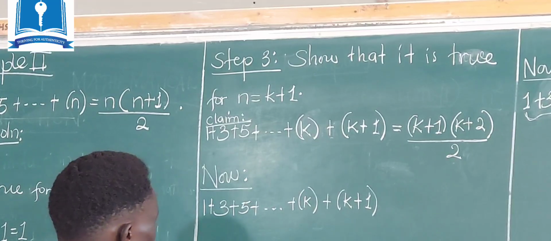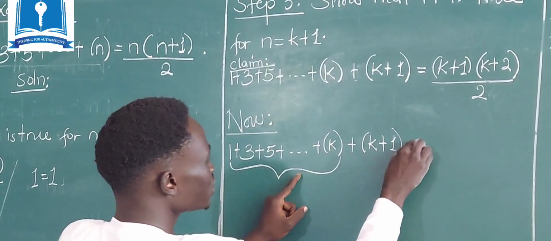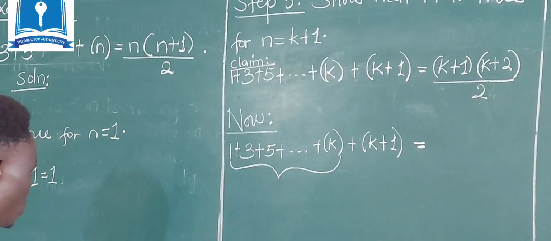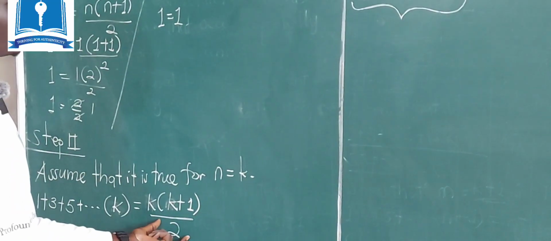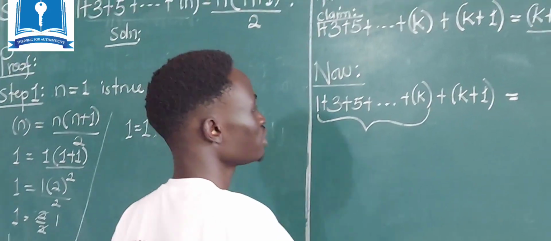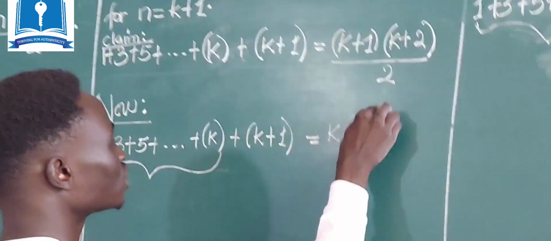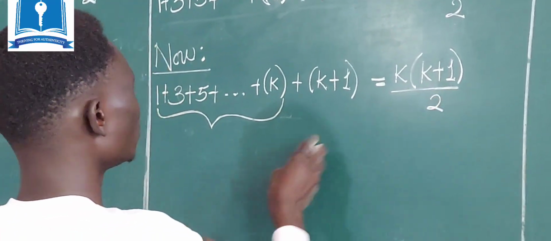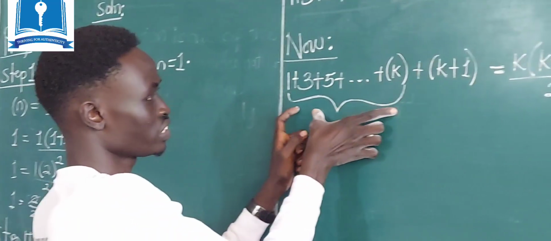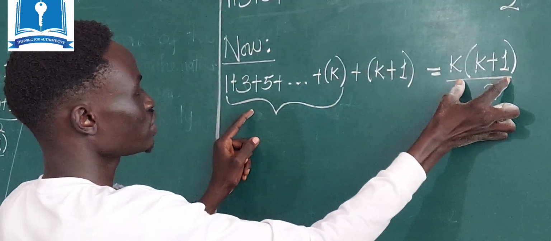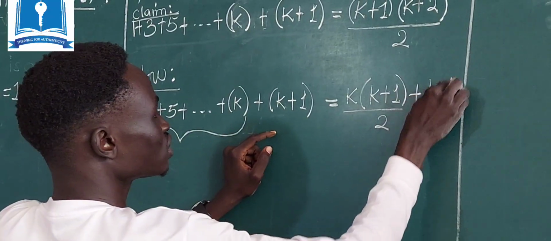Since we know that the whole of this statement is step 2, what does this represent in step 2? Let us see. In step 2, it represents k, open bracket k plus 1, over 2. So the whole of this statement is this in step 2. Don't get confused. So now, this, which is this, plus k plus 1.